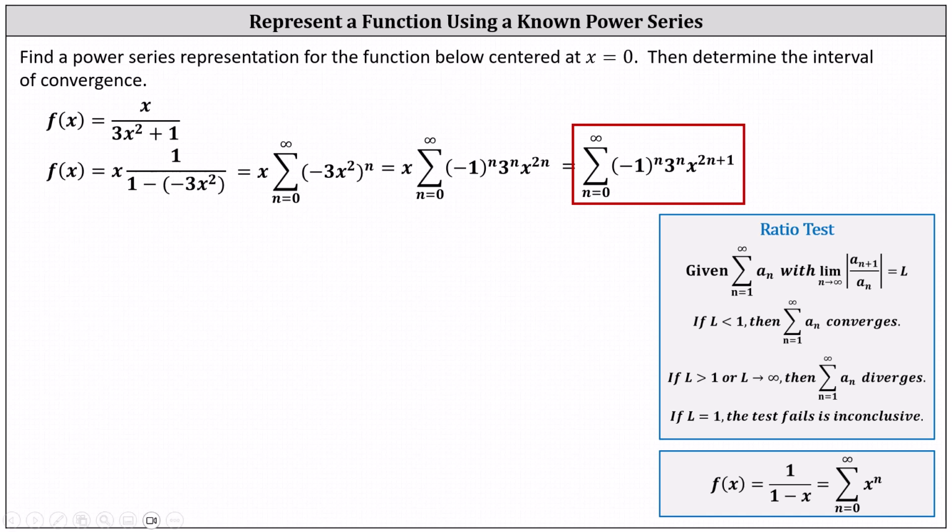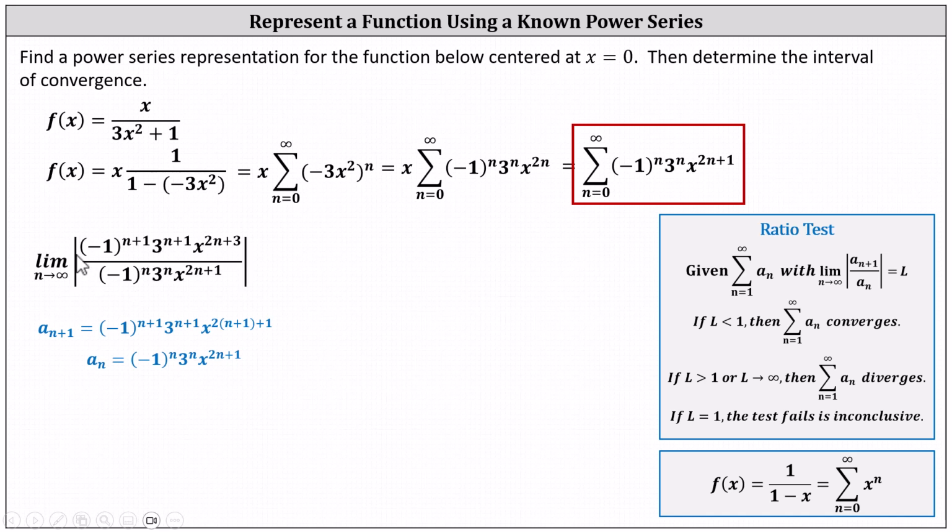To determine the interval of convergence, we will apply the ratio test, and therefore we'll determine the limit as n approaches infinity of the absolute value of a sub n plus 1 divided by a sub n, which must be less than 1 for the series to converge. A sub n is the given formula. To determine a sub n plus 1, we replace n with n plus 1. Notice the exponent on x is now going to be 2n plus 3. And now let's set up the limit.